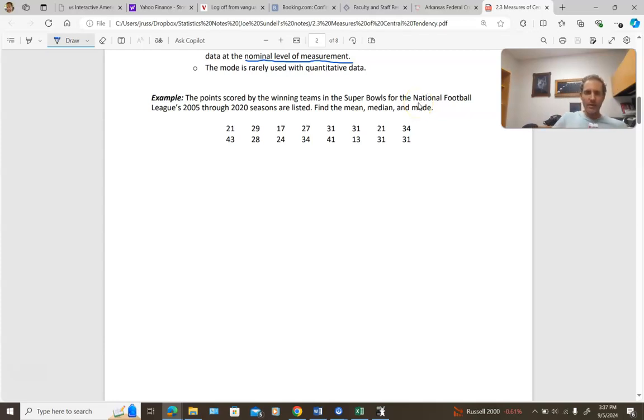Well, if you're doing this by hand, so this is a sample, right? Because this is not the high score from all of the seasons. This is just from the seasons from 2005 to 2020. So this is a sample. So the mean of this sample, denoted by x bar, is going to be the sum of all of these data values divided by the number of data values. Okay.